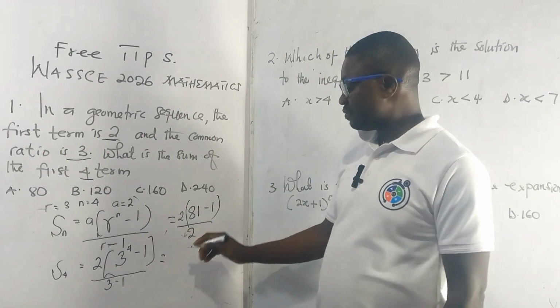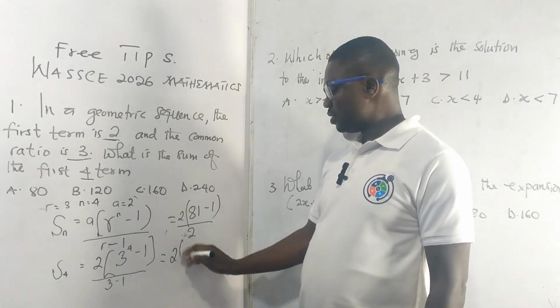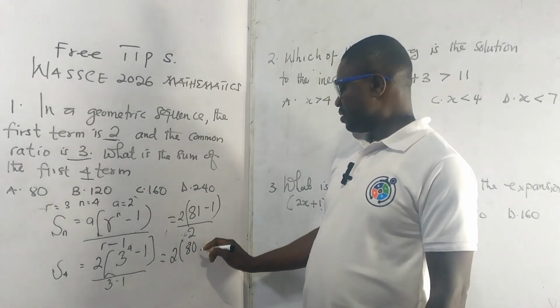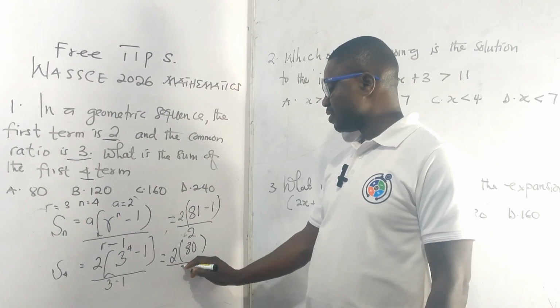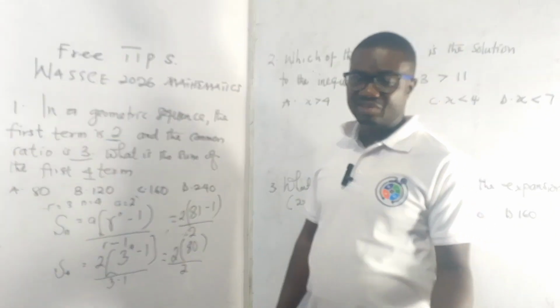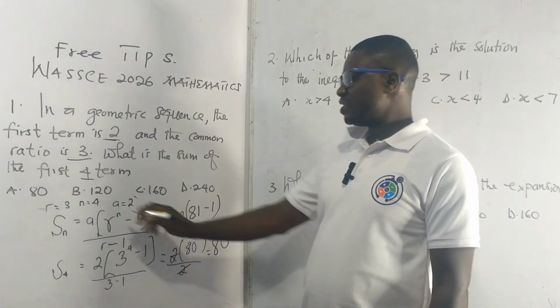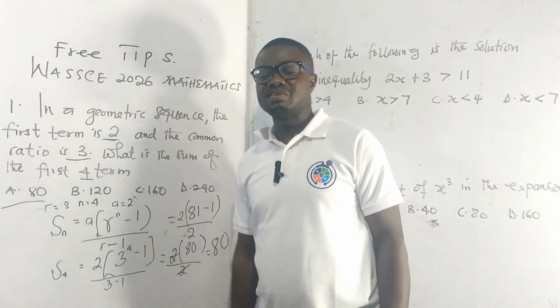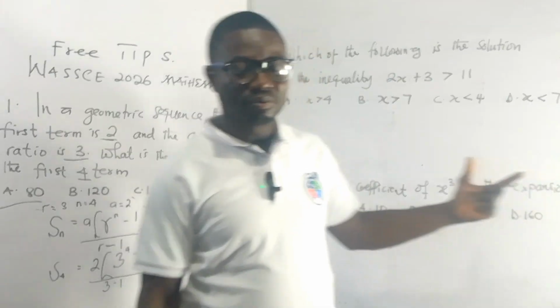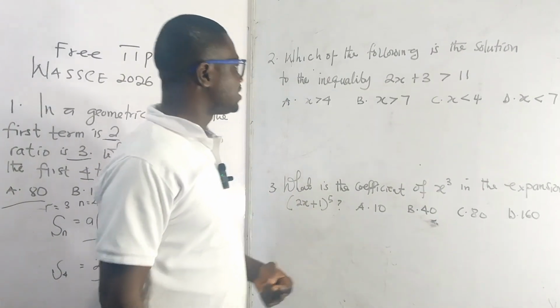Moving forward, we have 2 into bracket 80 divided by 2. I guess you can get your answer. You cancel out and our answer is 80. And bravo, our answer is A. Now let's move on to the next question.